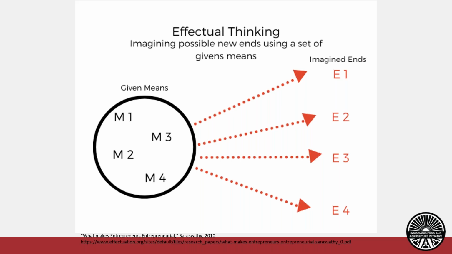And effectual thinking is kind of the opposite of managerial thinking. It's using what you have. Maybe you have a piece of land, maybe you have a friend that's really good at computer programming or graphic design, and imagining new ends with those means that you already have.